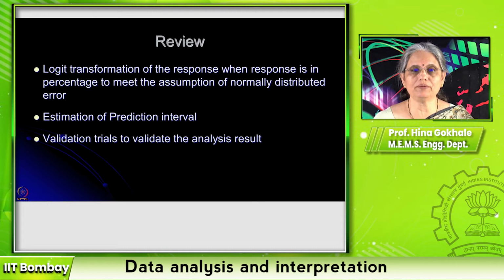So, let us review. We found that when the response is in a percentage, has a limited range, when it varies from 0 to 100 only, to meet the assumption of normality of error, we have to make a Logit transformation of the response variable and carry out the analysis with the Logit transformed response. Then we talked about how to estimate the prediction interval.